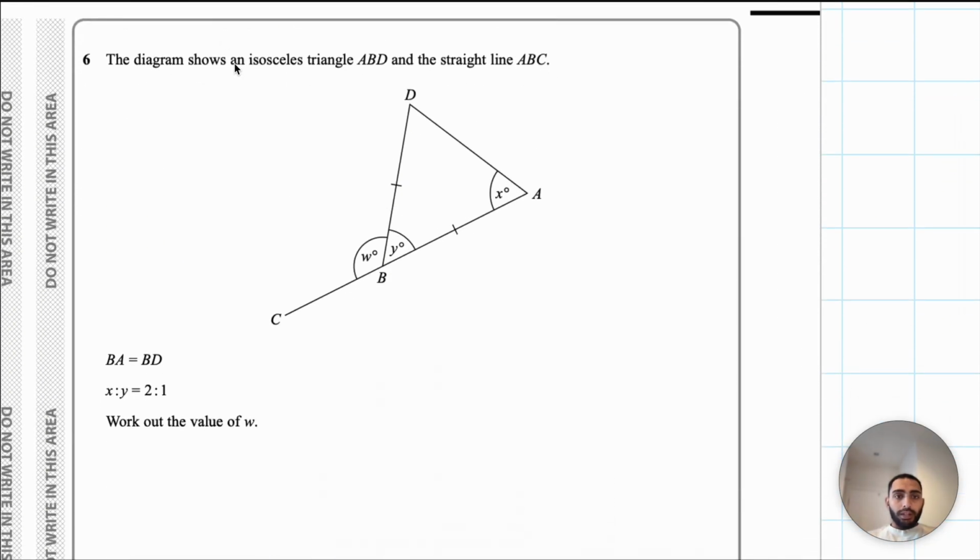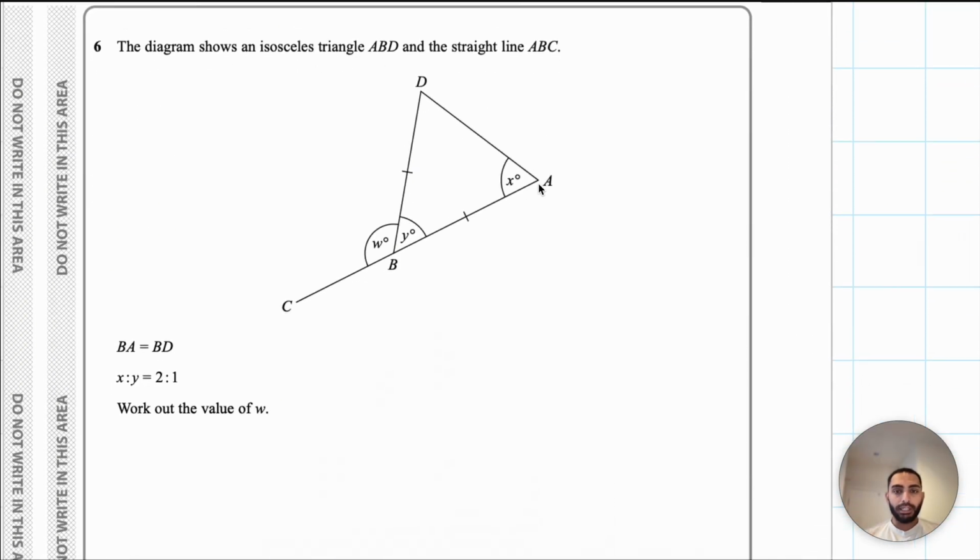Question 6. The diagram shows an isosceles triangle ABD. So A to B to D is isosceles, and I can see that BD and BA are the same length as each other. So that means these base angles will be the same as each other. Because this is an X, that will also be X. And the straight line ABC, that's just a straight line. BA equals BD, that's already on.